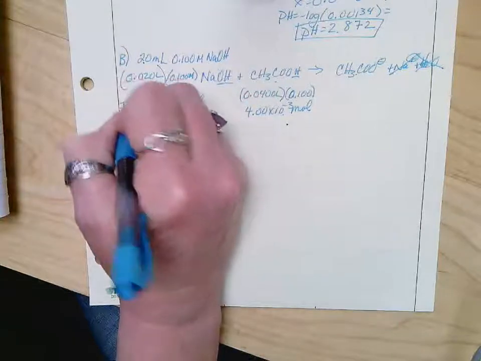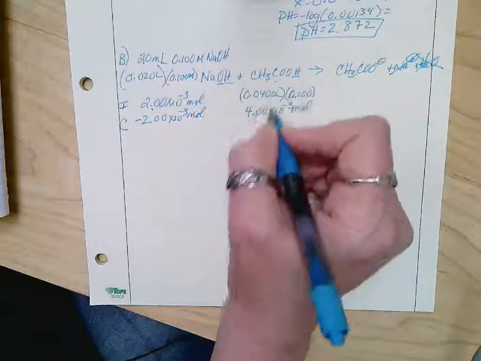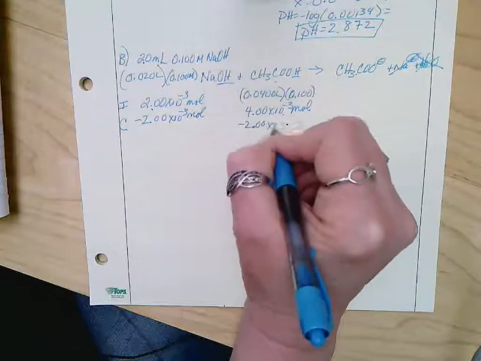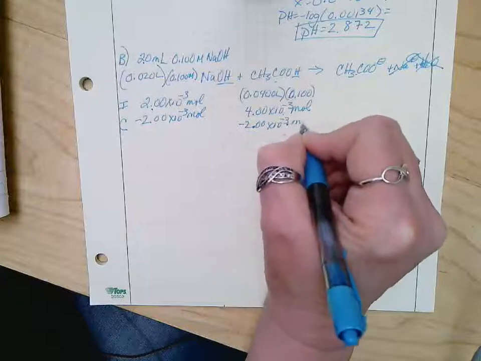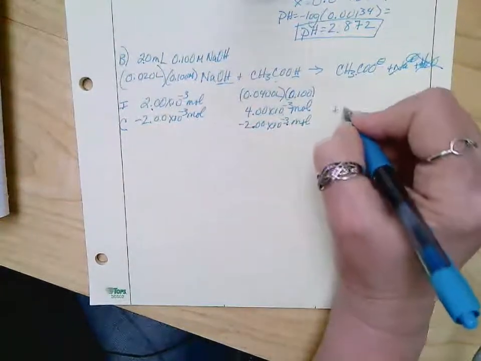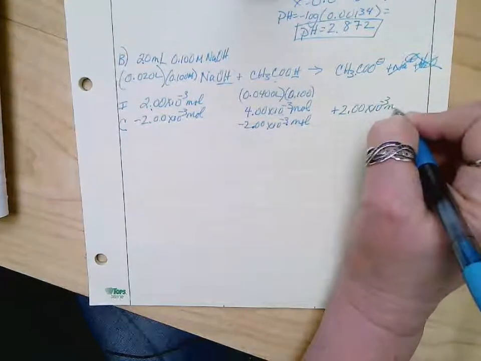So this is initial. This is my change. I have to do the same change to acetic acid. So I'm going to lose 2.00 times 10 to the negative third moles here. And if I lose it here and here, I'm going to gain it over here. So I'm going to gain 2.00 times 10 to the negative third moles here.